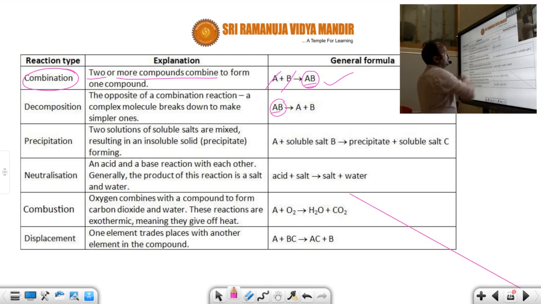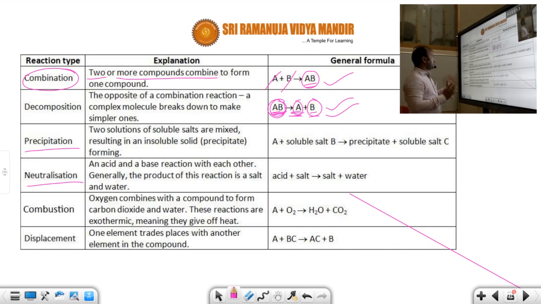What is it? A complex substance, either in the presence of heat or light, can break down into two or more simpler substances. So two or more products will be formed, maybe elements, maybe an element and a compound, maybe compounds, on the product side.